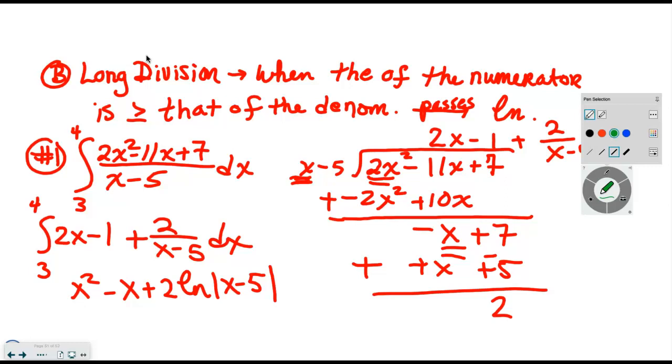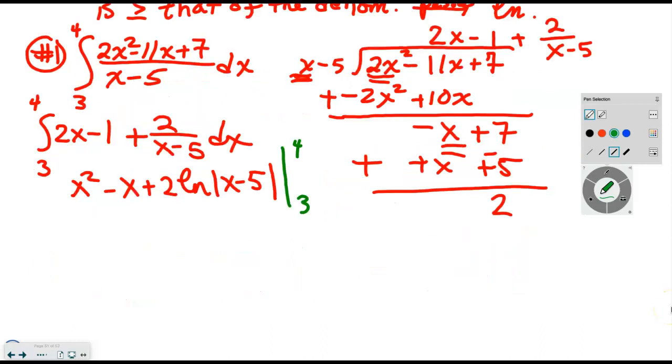But this was a definite integral going from 3 to 4. So now we're going to review our fundamental theorem of calculus. So lots of review in our new stuff as well. So which number do I put in first? 4. And I go 16 minus 4 plus 2 natural log absolute value. You see why they're important, because I can't do the natural log of -1. That's what I get when I put a 4 in, correct?